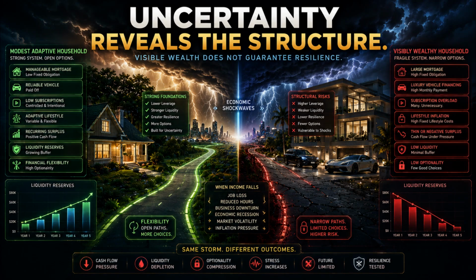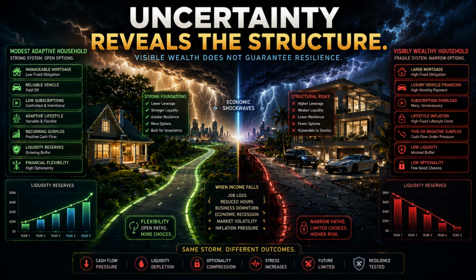Most households appear financially stable during periods of steady income. But financial systems are not truly tested during stable periods. They are tested when uncertainty arrives. A layoff, reduced hours, a recession, inflation pressure, an unexpected economic slowdown, or unexpected volatility. And when income volatility enters the system, something extremely important happens. The underlying structure is exposed.